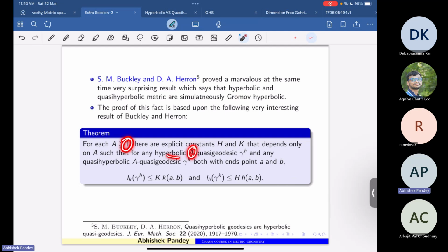Okay, so hyperbolic and quasi-hyperbolic quasi-geodesics. For this, there will be some constants h and k so that a hyperbolic h quasi-geodesic gamma is a k quasi-geodesic, and a quasi-hyperbolic k quasi-geodesic gamma will be an h quasi-geodesic with respect to the hyperbolic metric. So this is again a very interesting result, which says that the quasi-geodesics are basically the same curves in the hyperbolic and quasi-hyperbolic metric.